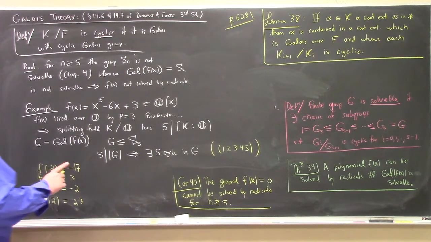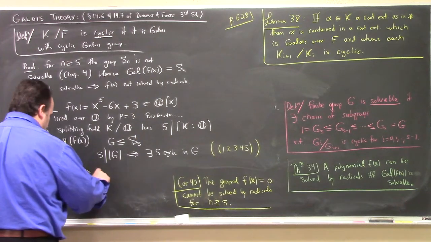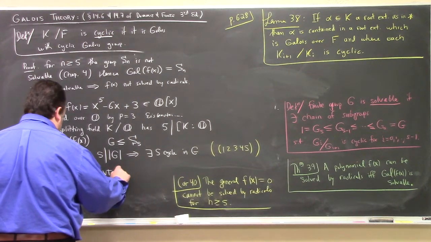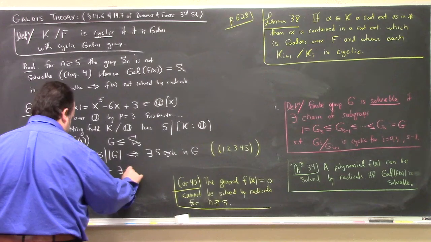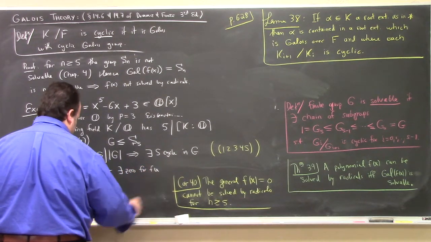All right, hold on there, one thing at a time. So this says by the IVT there exists a zero for f of x. Let's say, let me use letters.